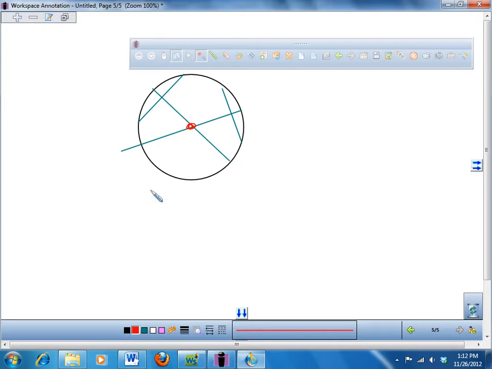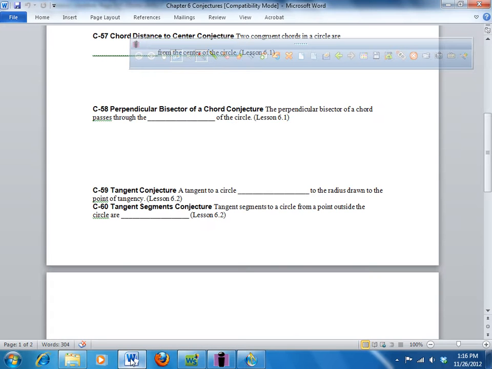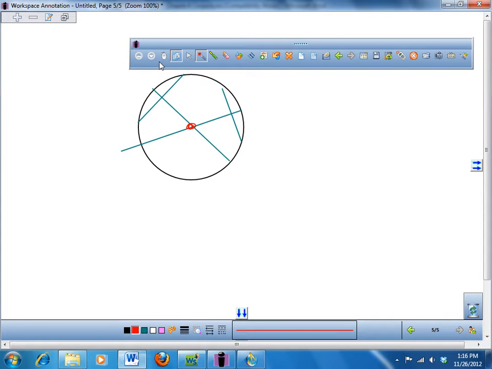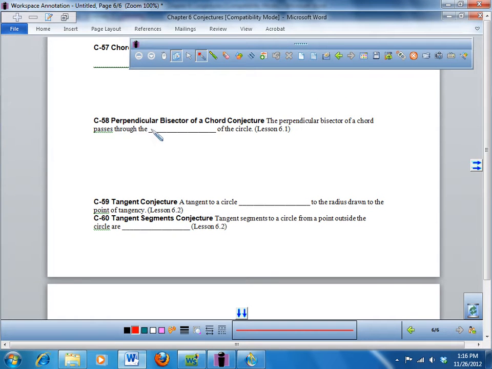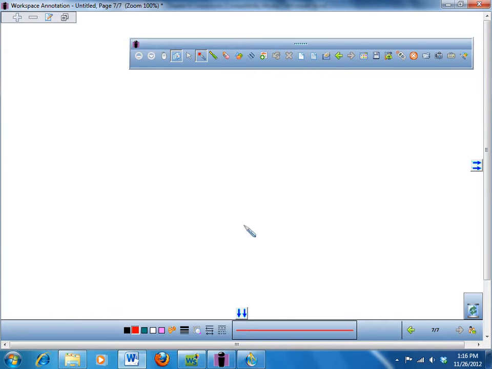So then I have a couple examples, and then we're going to be done. What's the word for that? The word. Oh, center. The word that goes here is center. Center of the circle. And then I have two more example problems for you, and then we'll be done.